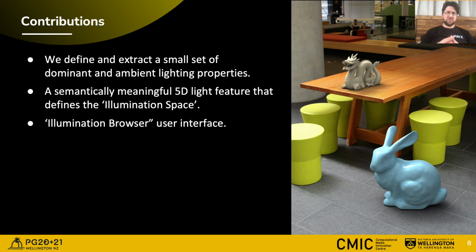To address this challenge, we define and extract a small set of dominant and ambient lighting properties for every Radiance map in the database, and we convert that into a semantically meaningful 5D light feature vector. This defines the illumination space. We also have a user interface called Illumination Browser, which takes those 5D vectors and visualizes them in 2 scatter plots, allowing artists to visualize and browse through the database.